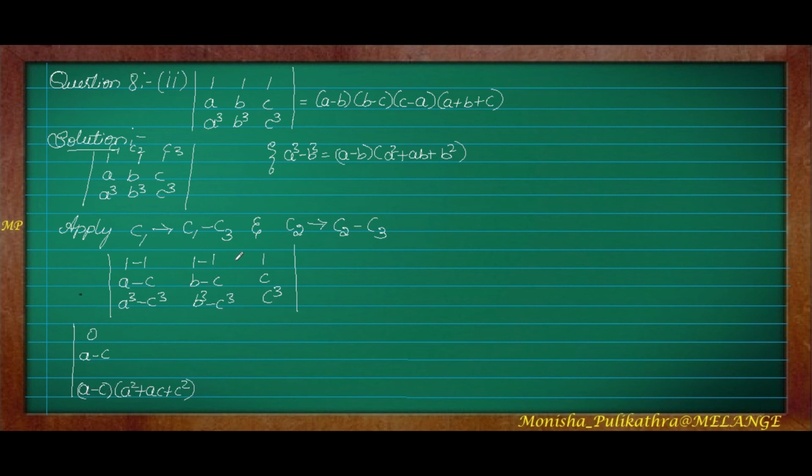So the second column we need to change. 1 minus 1 is 0, B minus C, B cube minus C cube is B minus C, B square plus BC plus C square. Then the last column you have to write as it is.